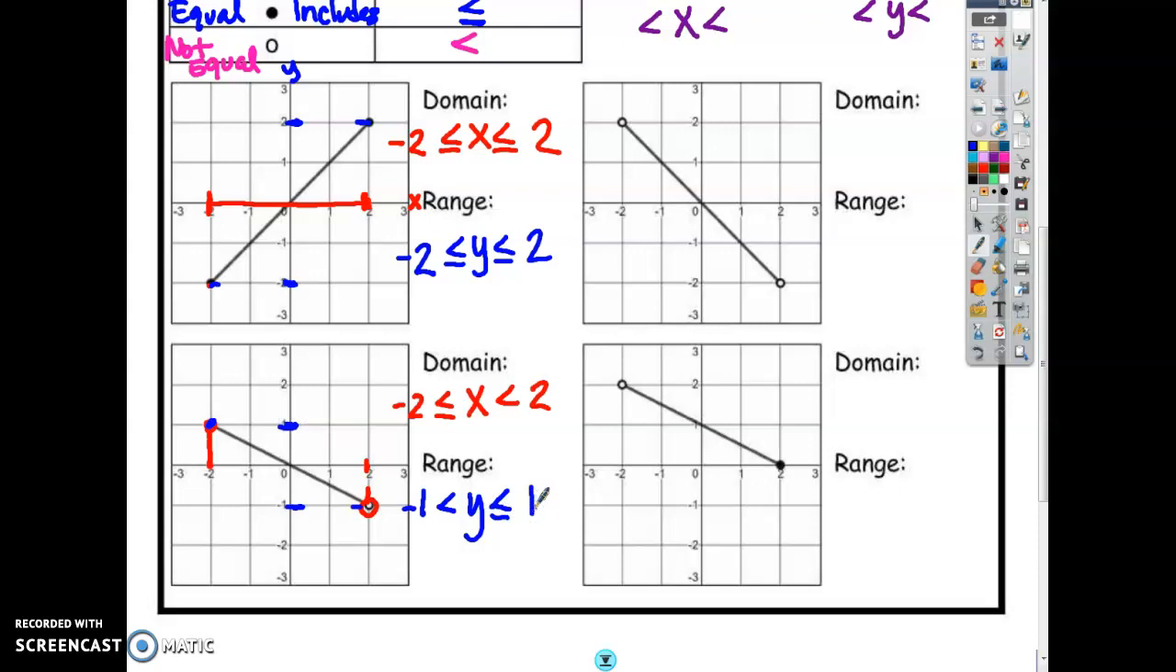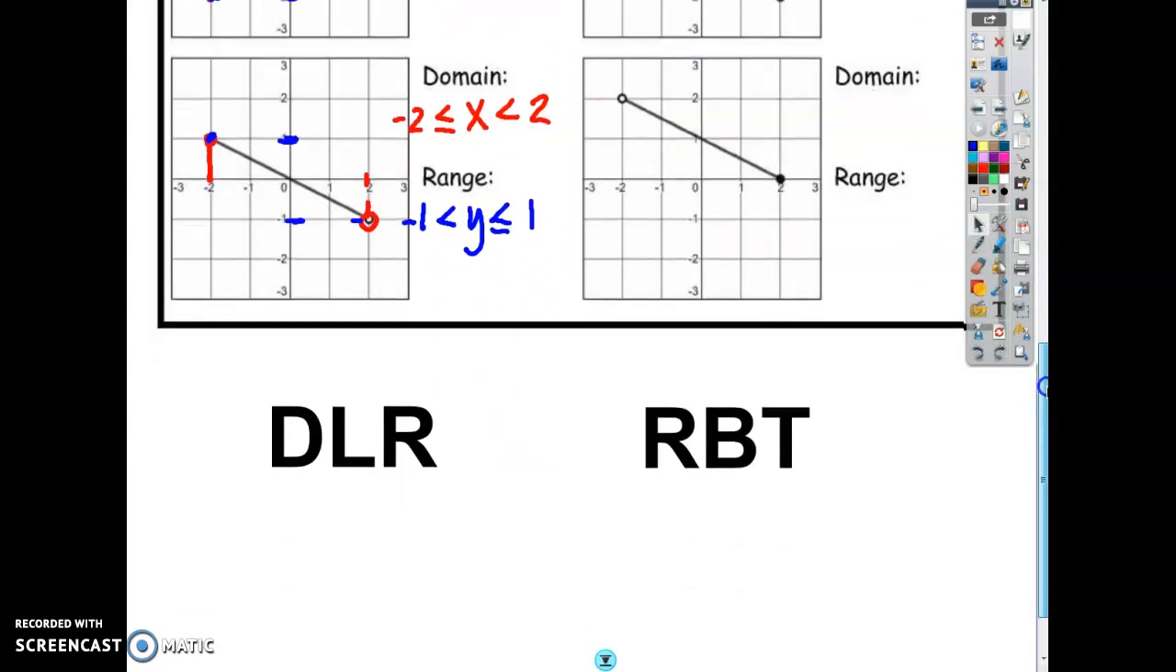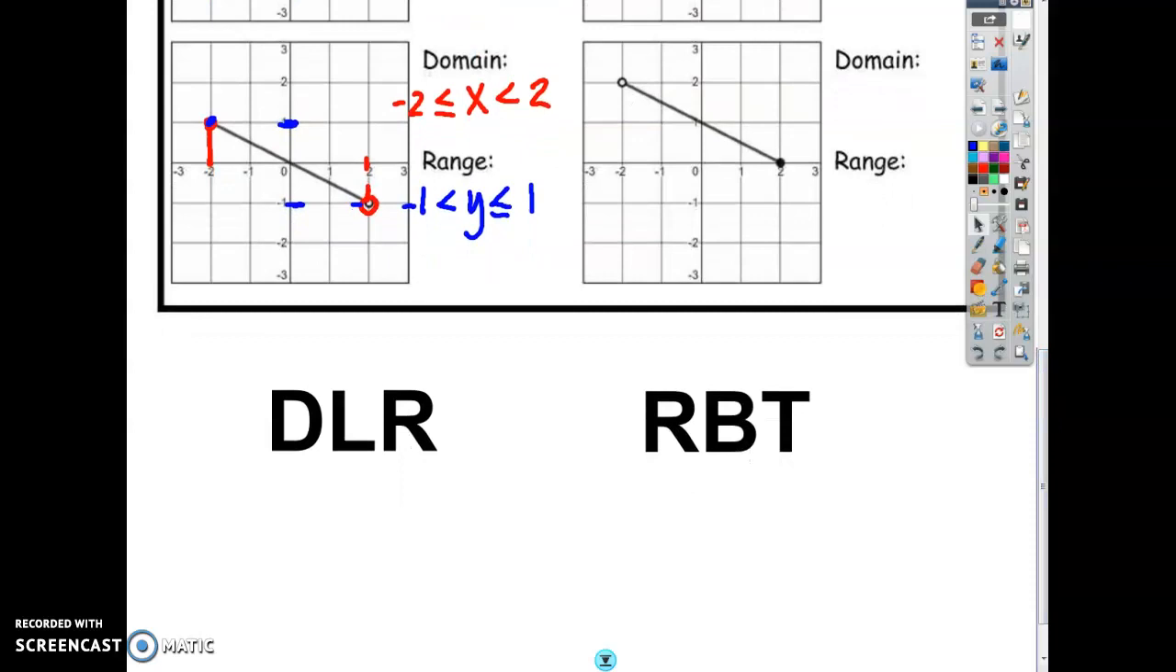Okay, in order to remember this, write this down at the bottom, we use $, DLR, and ribbit, RBT. $ stands for domain, which is left to right. Left to right. When we wrote this down, we went from the leftmost point to the rightmost point. So always left to right.